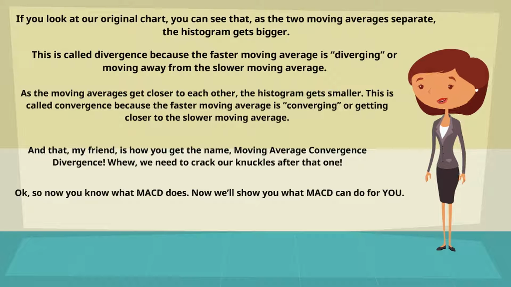This is called divergence because the faster moving average is diverging or moving away from the slower moving average. As the moving averages get closer to each other, the histogram gets smaller. This is called convergence because the faster moving average is converging or getting closer to the slower moving average. And that, my friend, is how you get the name, moving average convergence divergence.